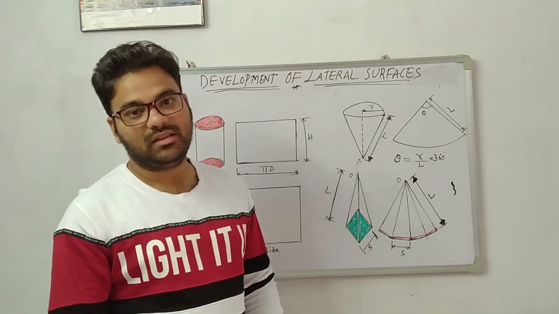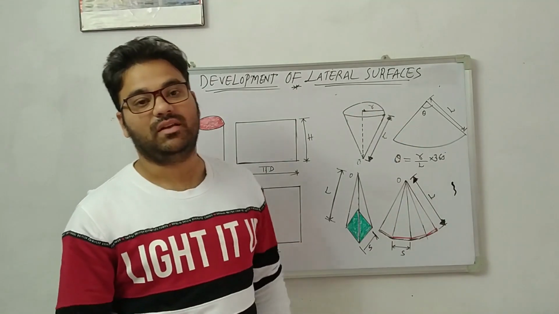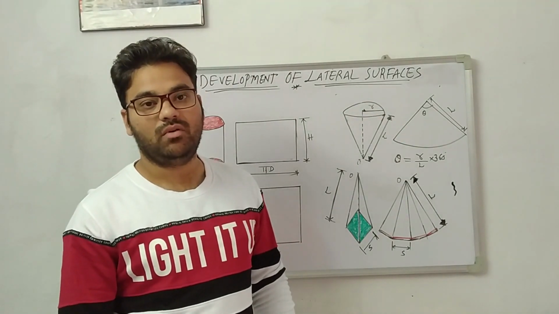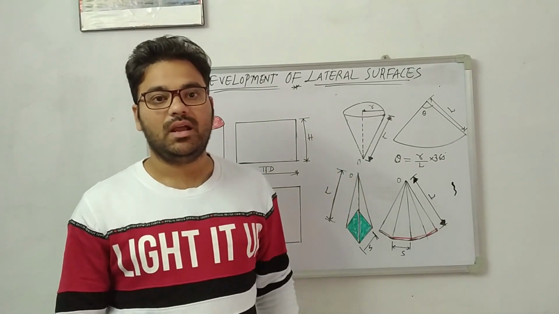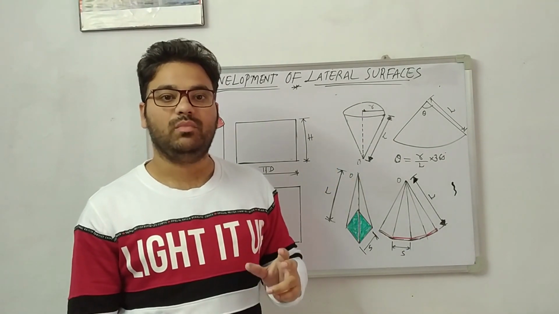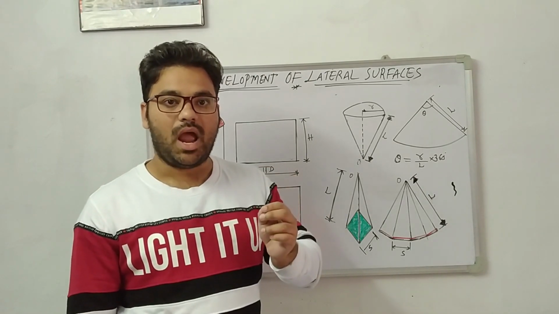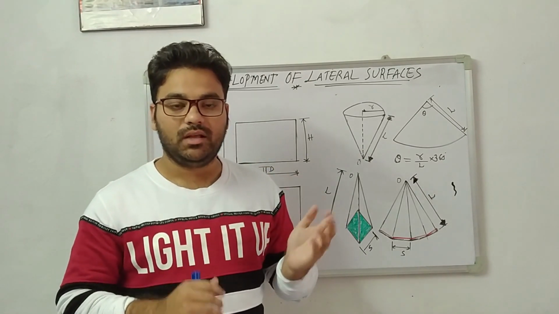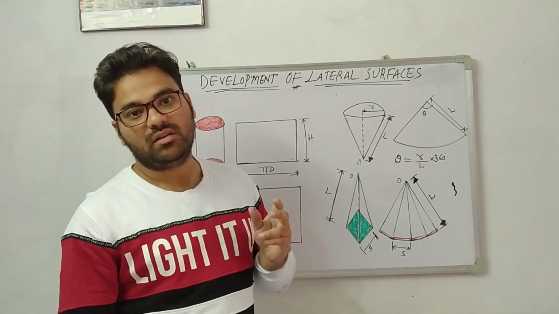Today, I would like to discuss a new topic, that is development of lateral surfaces. So, first of all, I would like to explain a definition. What is meant by development of lateral surfaces? Take a hollow object of thin metal and cut it at one end of the sides and unfold the total object. Then whatever the shape you obtain is nothing but development of surfaces.